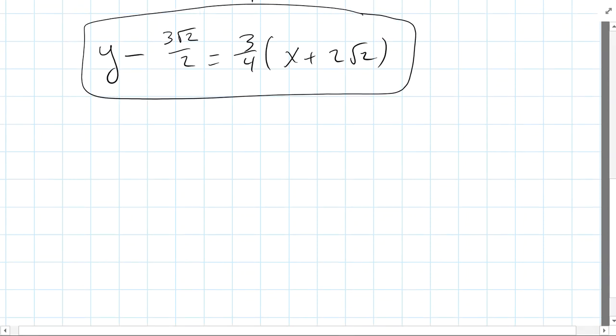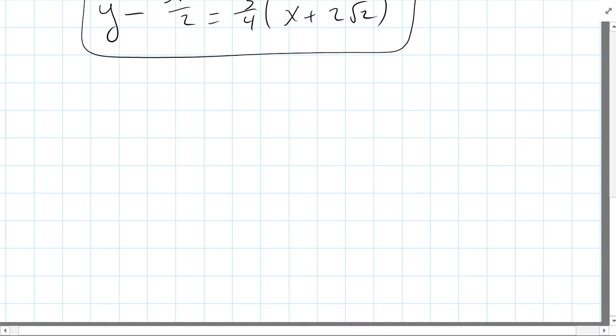Okay, guess what? There's more. What if I want to find all horizontal and vertical points of tangency?